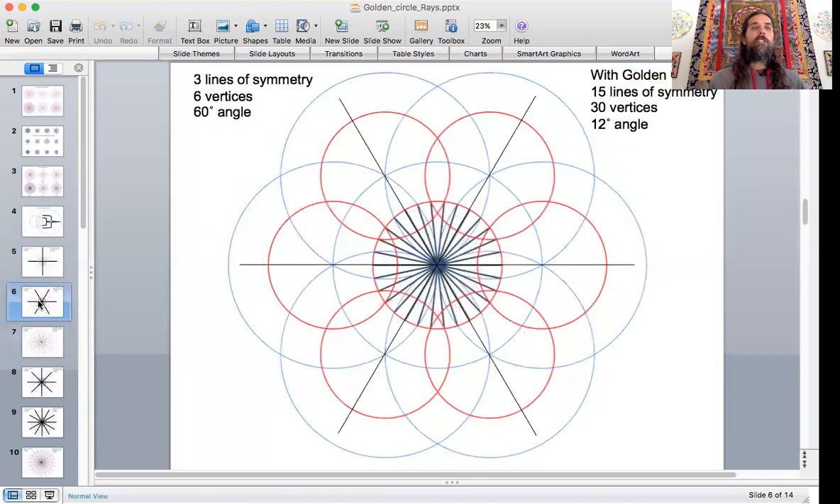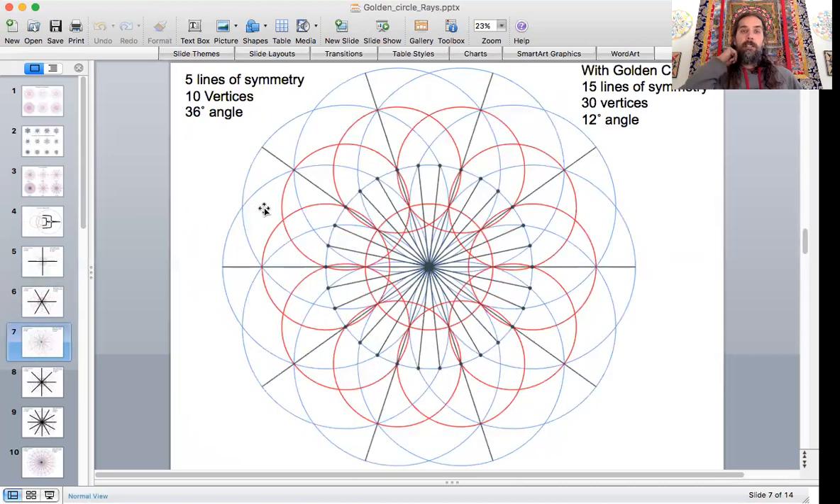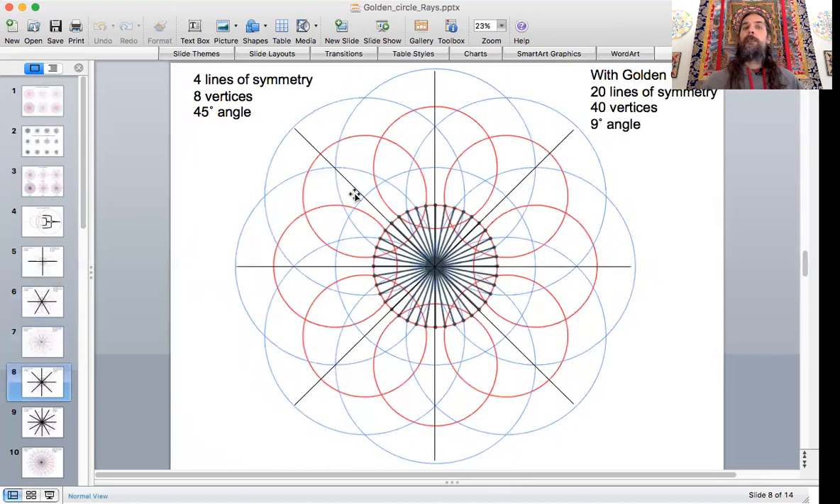So it's interesting that the 5 lines of symmetry and the 3 lines of symmetry basically are doing the same thing, although here it does it on the inside, and the 5 lines of symmetry, it's doing it on the outer circle. And we'll see that reflected once again coming up over here.